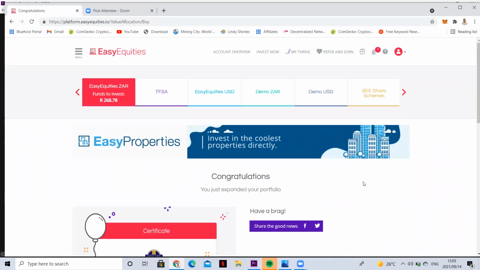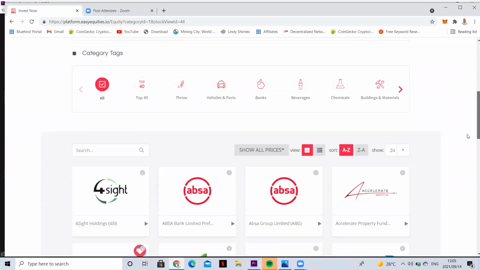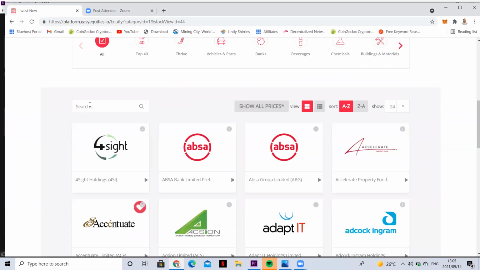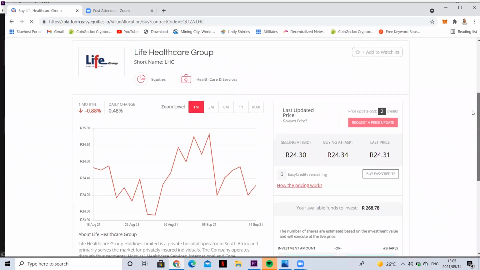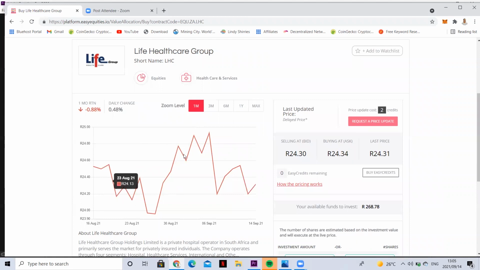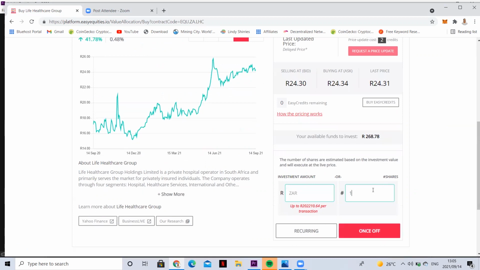The next one is Life, because we want to diversify and make sure that we cover, because we'll never know which company might do well and when. So you want to make sure you cover as much as you can, but do buy those that have a future. So obviously hospitals will do well, and we do need hospitals, especially with the COVID and all. So this one, the price has actually gone down, which is good for me. But when you look at the growth, it was 18 Rand, but now it is 24 Rand. So let's just buy one.